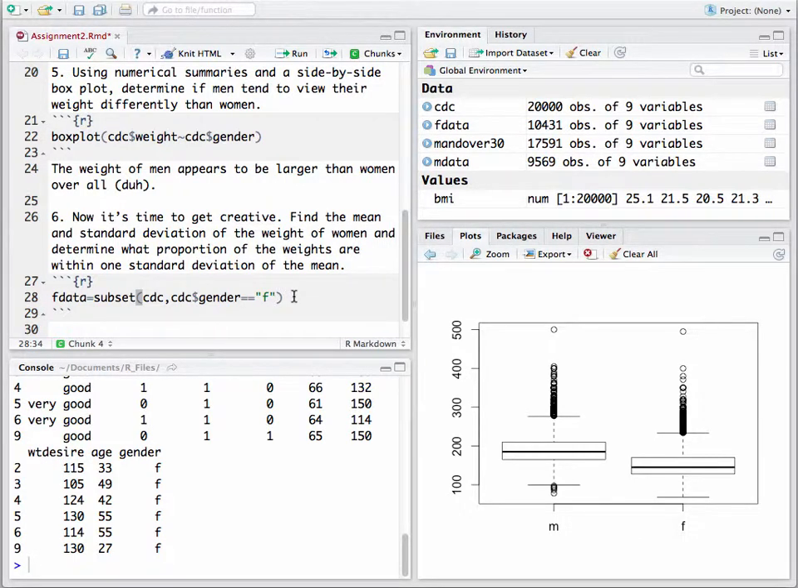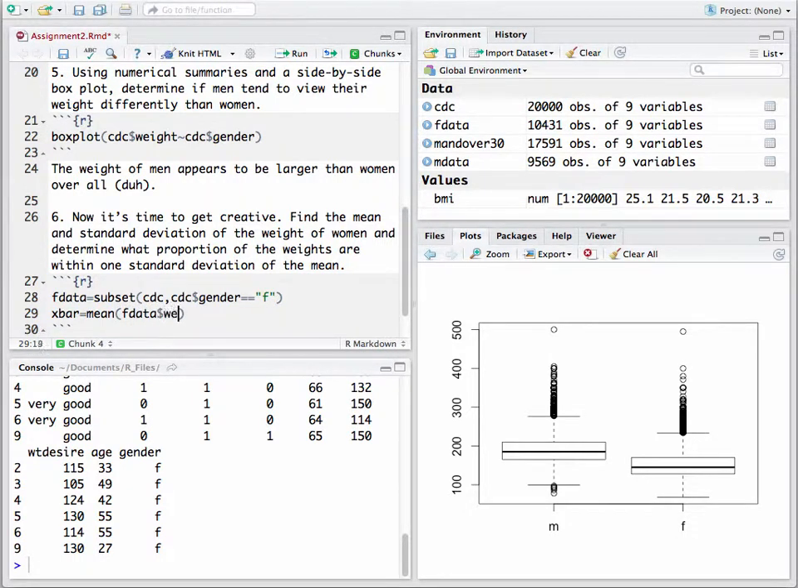All right, so now we need to go calculate a few numbers. They want us to find the mean and the standard deviation of these data. So as we'll see in future work, the sample mean is referred to as X bar. So I'm going to call X bar equal to the mean of, now the data frame that I'm working with is F data. It's not CDC anymore.